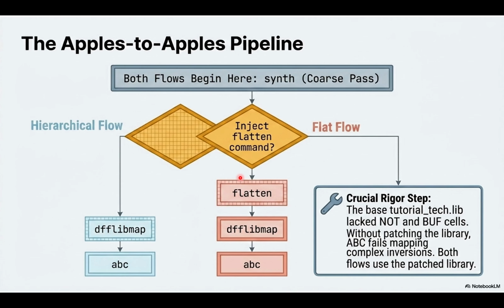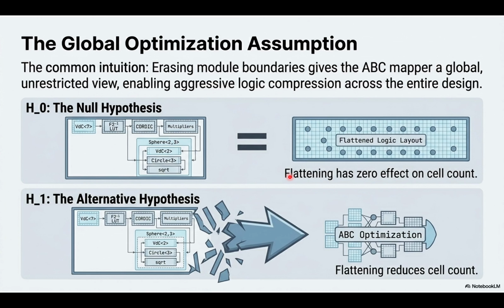Right. Let's look at how the researcher framed the scientific setup. Okay. They established two hypotheses. The null hypothesis assumed that flattening the design would have absolutely zero effect on the final cell count. Okay, so no change. Exactly. And the alternative hypothesis, the one that logic dictates should be true, assumed that flattening would reduce the final cell count. And that alternative hypothesis sounds incredibly airtight, doesn't it? It really does. The reasoning is that if the ABC tool can finally see across all the artificial module boundaries, it should be able to spot redundancies that were previously hidden, cut them out, and create a tighter, smaller, more efficient design. That's the exact theory.